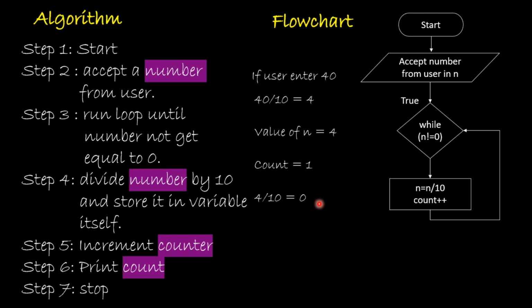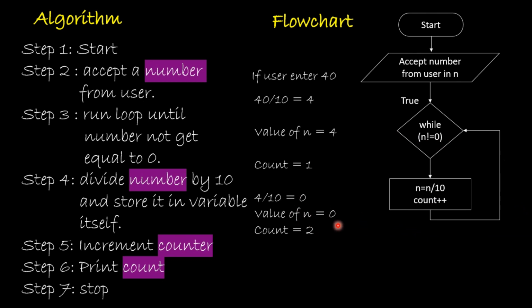So we'll divide it by 10 and we'll store the quotient 0, right? So what is the value of n now? Value of n will be 0. Okay, and what is the value of count now? Previous value is 1. Now count gets plus plus, or incremented by 1, it will be 2, right? The control goes again from here to here.